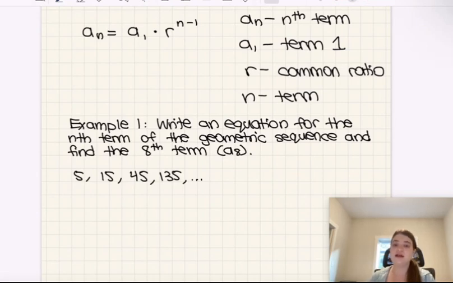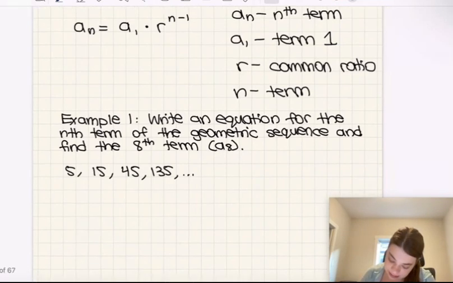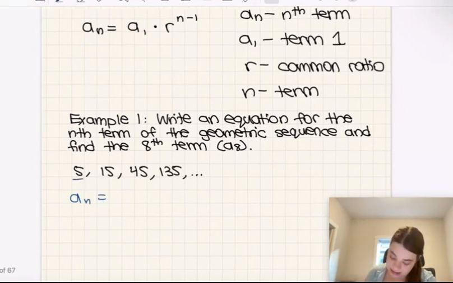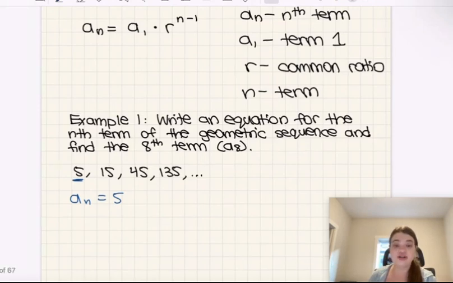Okay, so first let's write an equation for the nth term. To find the nth term, it's going to be a of n is equal to a1, which is the first term. In this case, we can see the first term is 5, so that's good. Now, how do we find the common ratio? To find the common ratio, what we're going to do is take any term divided by the last term. So 15 over 5 is equal to 3.